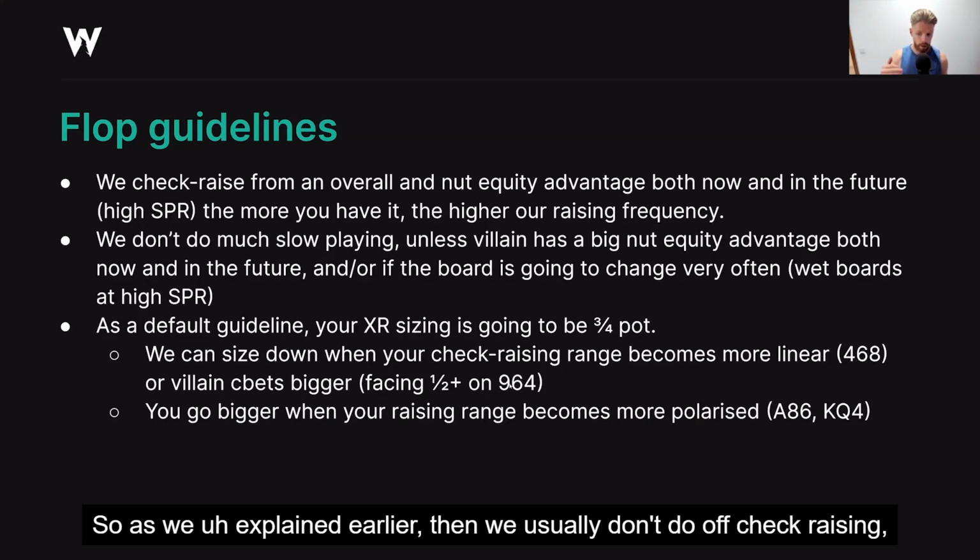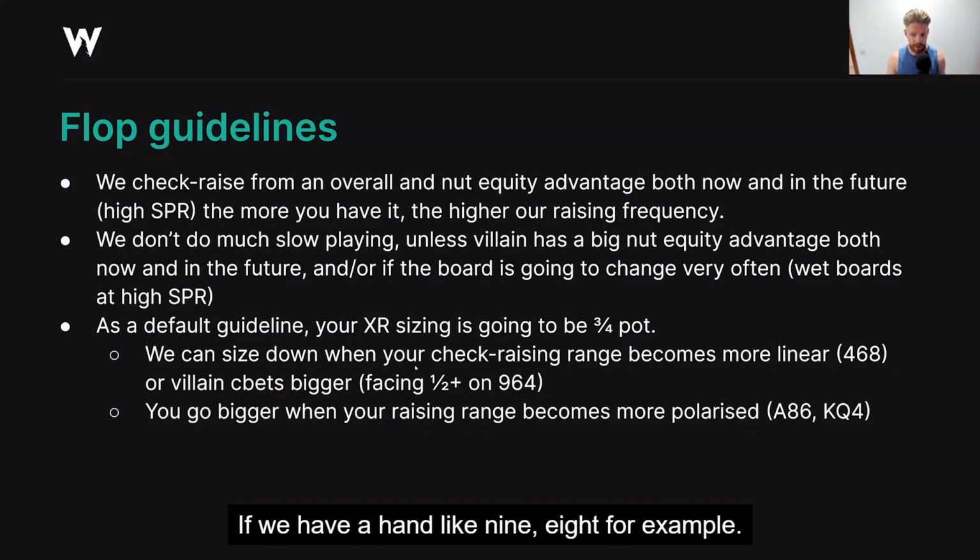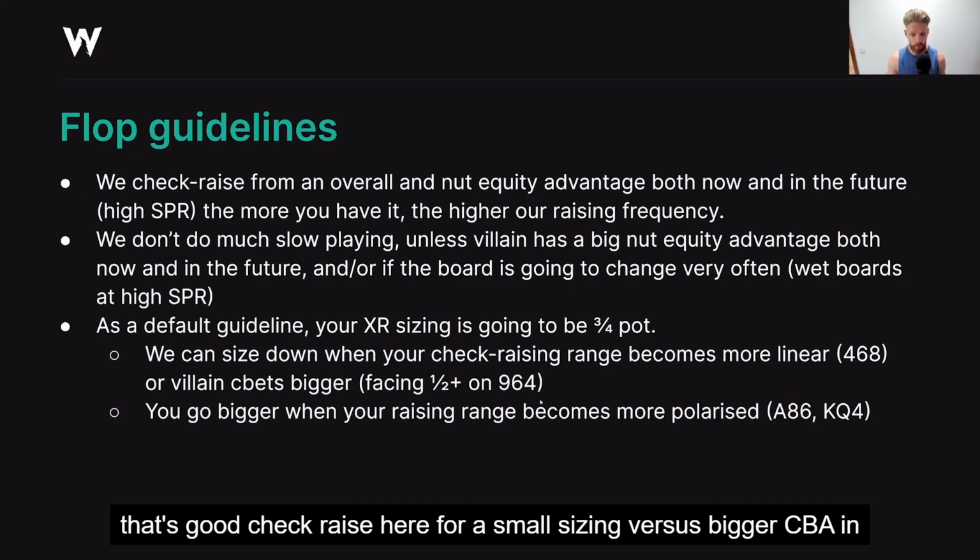So as we explained earlier, we usually don't do a lot of check raising, but since the board is low, we do benefit from some protection if we have a hand like 9-8, for example. So 9-8 would be a hand that could check raise here for a small sizing versus a bigger c-bet.